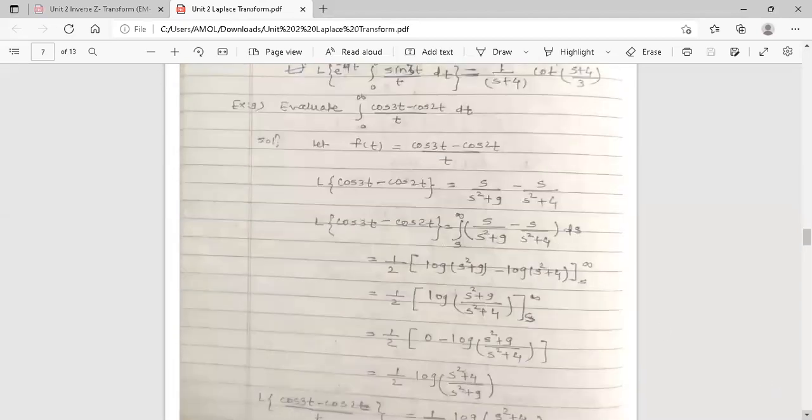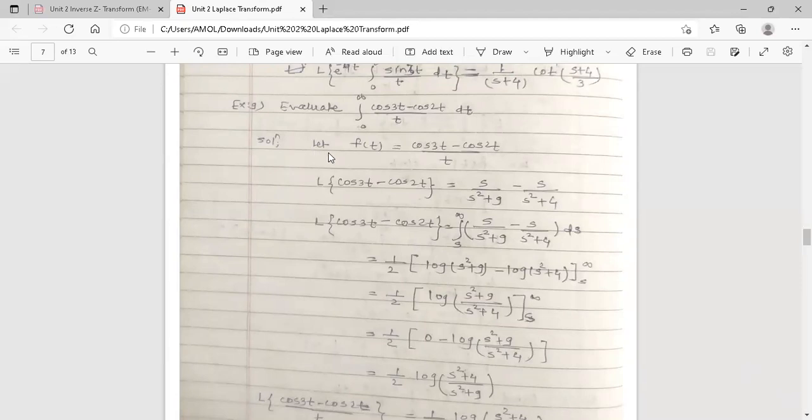Next is evaluate the integration from 0 to infinity of cos 3t minus cos 2t upon t dt. Now your limits are 0 to infinity. So here we cannot use the Laplace transform of integral property. We can use that property only when the limits are 0 to t.